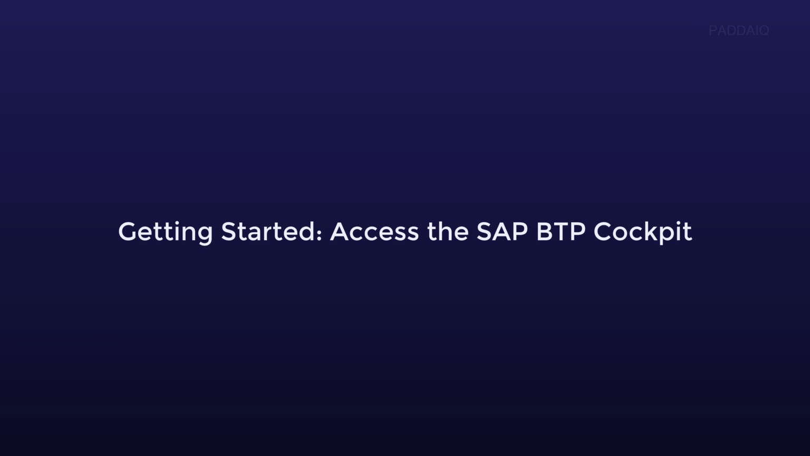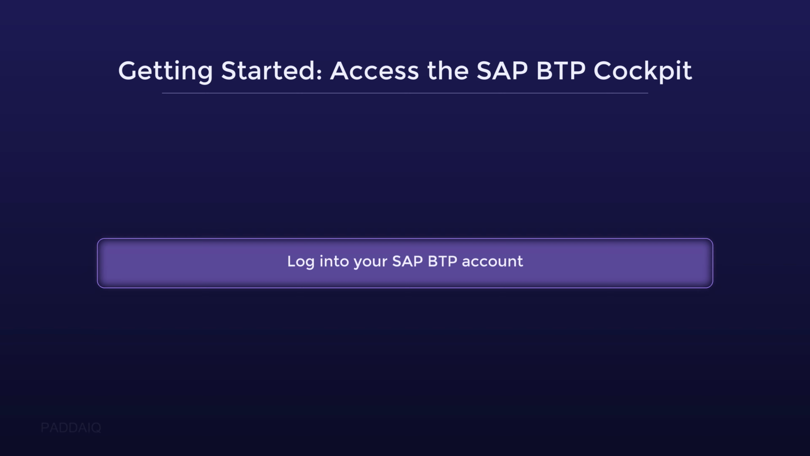Access the SAP Business Technology Platform Cockpit to begin. Log into your SAP BTP account. This means accessing the central web interface where you manage all your cloud services. For example, a developer would enter their credentials to reach their account dashboard and begin configuring applications. This initial step is essential for utilizing the platform's full capabilities.